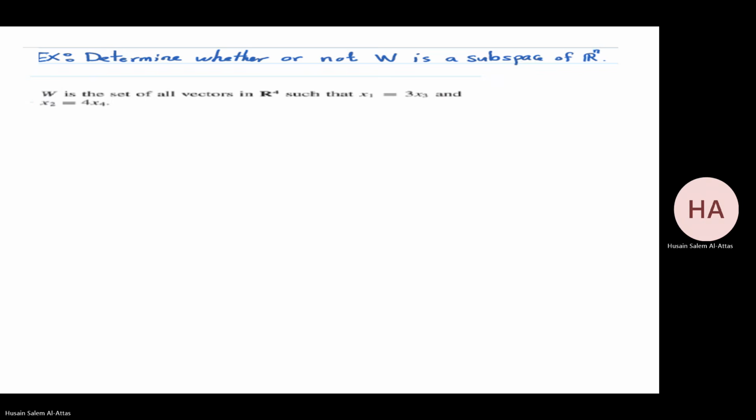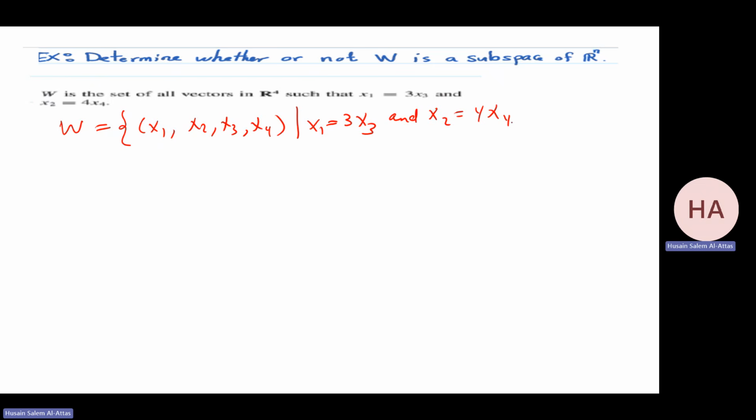Let me show you that it is a subspace. What happened in this one? Let me rewrite the vector x1, x2, x3, x4. So x1 is 3x3 and x2 is 4x4. That will be the set W.